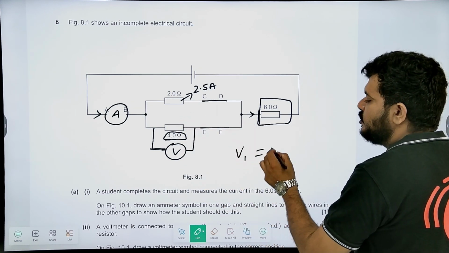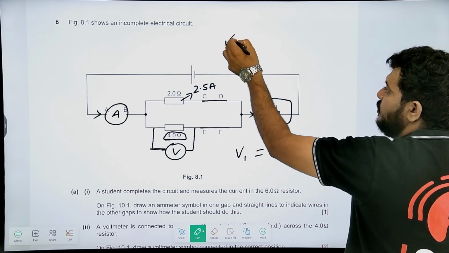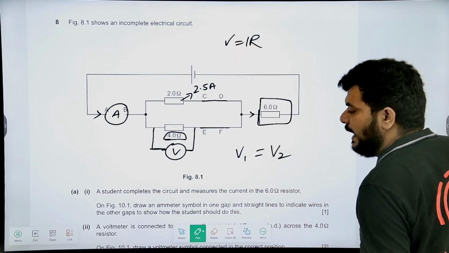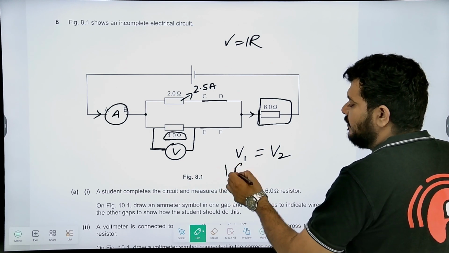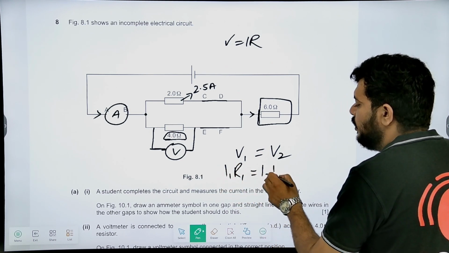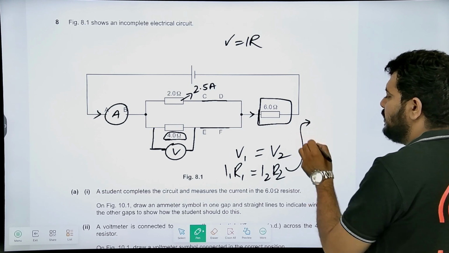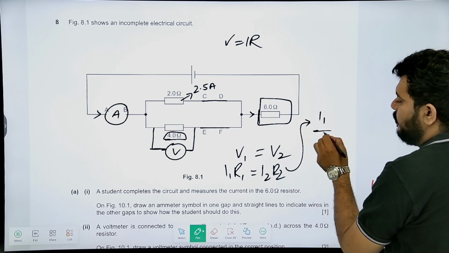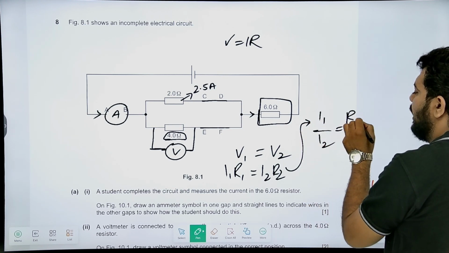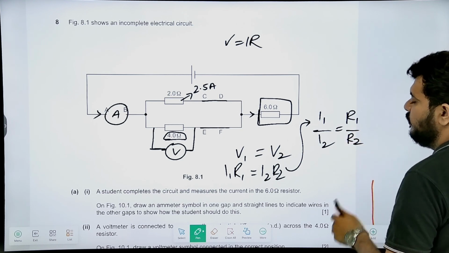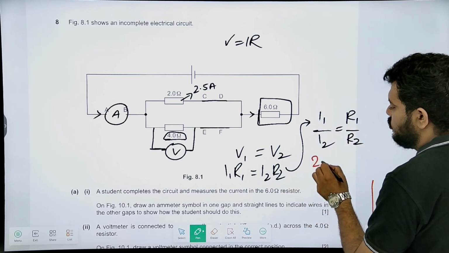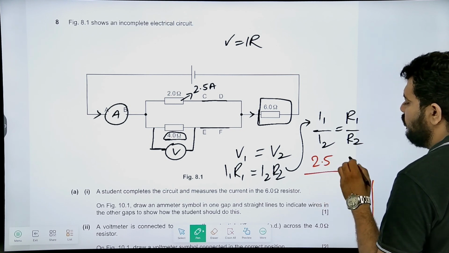So V1 equals V2, right? And we know that V is equal to IR. So can I say I1 R1 is equal to I2 R2, which can be written as I1 upon I2 is equal to R1 upon R2. We know the value of I1, it is 2.5. We don't know the value of I2.